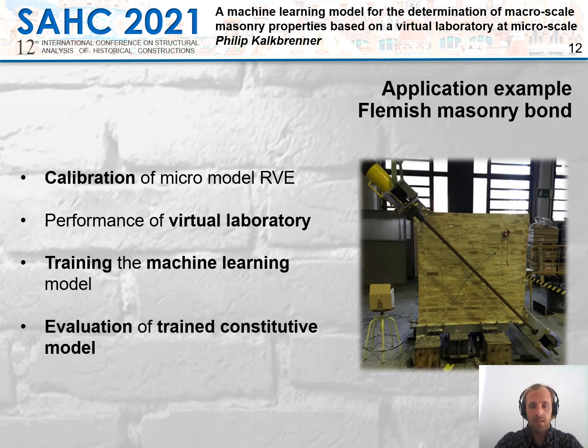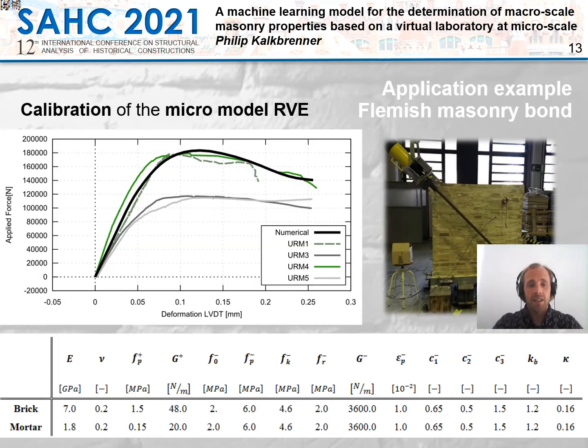Therefore, we have calibrated a micromodel RVE, we have performed the virtual laboratory, and we have trained the machine learning model. And in the last step, we must somehow evaluate the trained machine learning constitutive model. With the calibration, this is a classical calibration. Inside our group at UPC, we tested this masonry wall in the laboratory, and we took the experimental data and built up a micromodel RVE, a numerical model, and ran a nonlinear analysis in order to obtain these curves.